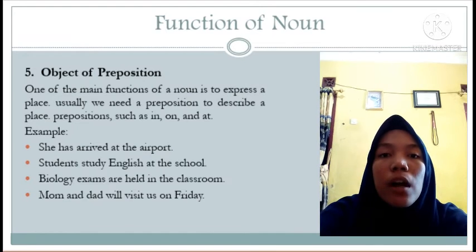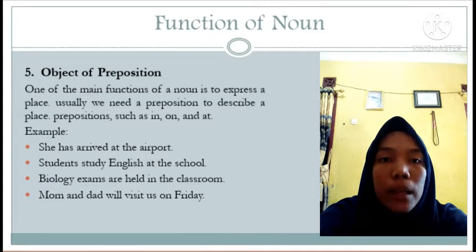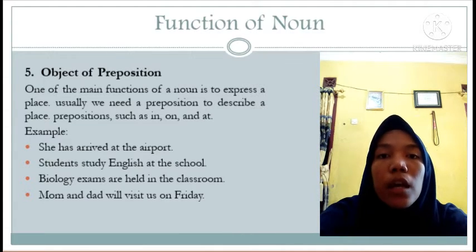The fifth, object of preposition. One of the main functions of a noun is to express a place. Usually, we need a preposition to describe a place, prepositions such as in, on, and at. For example, the first: she has arrived at the airport. The second: students study English at the school. The third: biology exams are held in the classroom. The fourth: mom and dad will visit us on Friday.